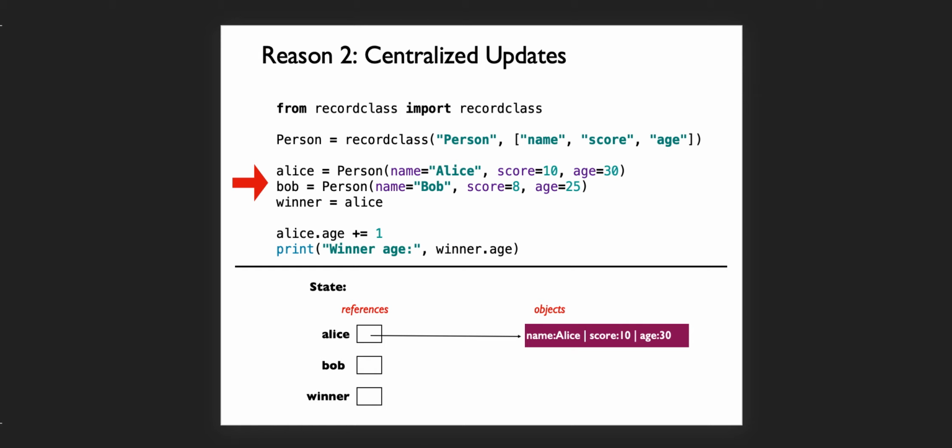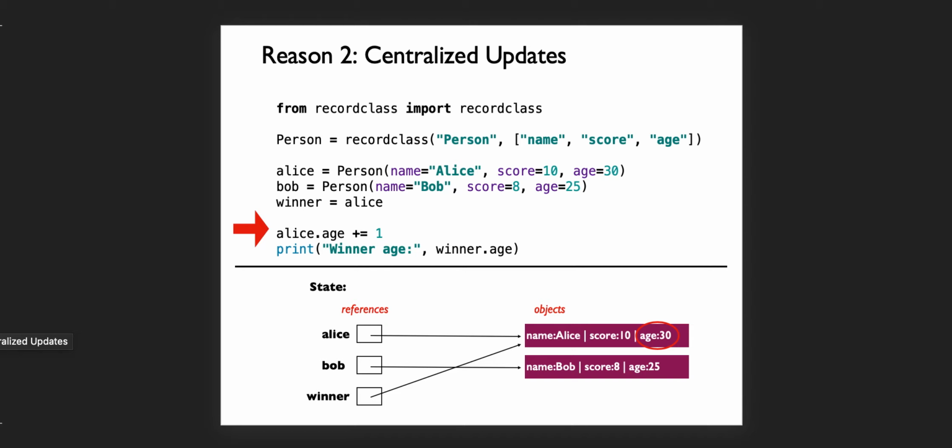So the way that this works is, let's take a look at the mental model. Alice points to the object that we created, and Bob points to the object that we created when creating the object instance. And what happens when you create the winner reference is that it only points to the same object as Alice points to. And when you do Alice dot age plus equal to 1, winner dot age also gets updated because it's pointing to the same object in the heap. So eventually when you print winner's age, since Alice had a birthday, that's going to get reflected, and you're going to see 31.